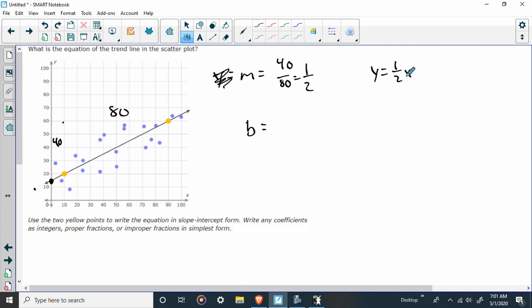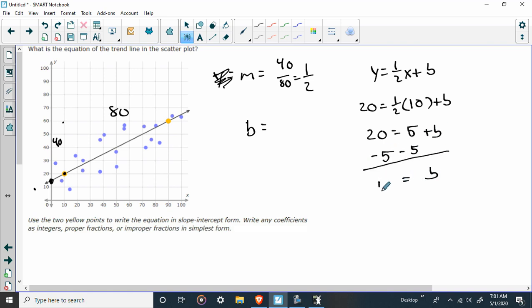y is equal to 1/2 x plus b. Let's pick a point. I'm going to pick 10, 20. 10 for x, 20 for y. 10 times 1/2 is going to equal 5. And yes, b does in fact equal 15, okay? Be real careful about points that aren't integers, that aren't on an intersection clearly. Okay, guys, always double check those. So y is equal to 1/2 x plus 15.